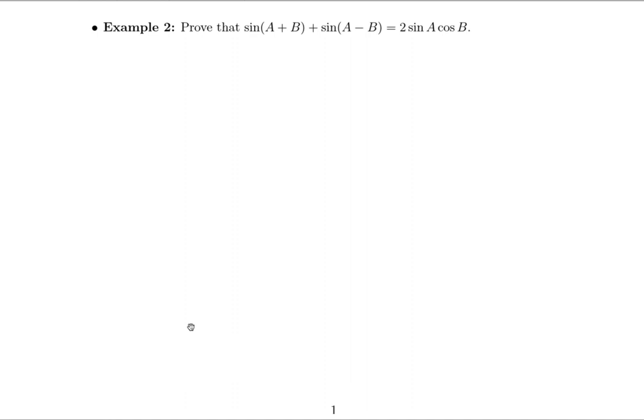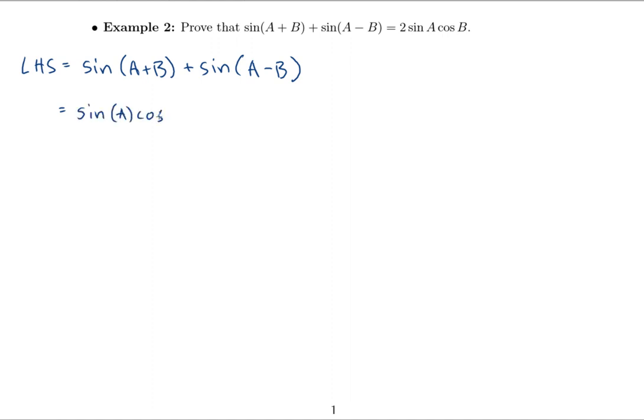So we want to prove this identity. I think the left side of that thing is much more complicated than the right side, so let's start with it. So the sine of a plus b plus the sine of a minus b. But just like in that last problem, we've got addition and subtraction formulas here. So this one turns into, remember, sine, cosine, plus cosine, sine. That's all just this one.